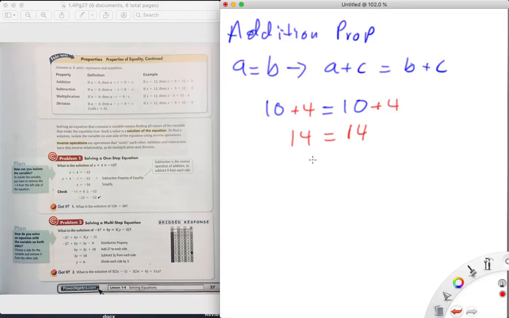So what I do on one side, I always do to the other. The addition property of equality says if I add one thing to one side, I also have to add it to the other.